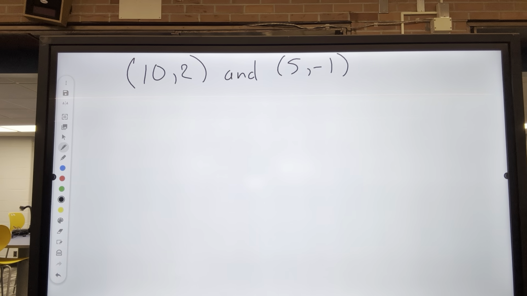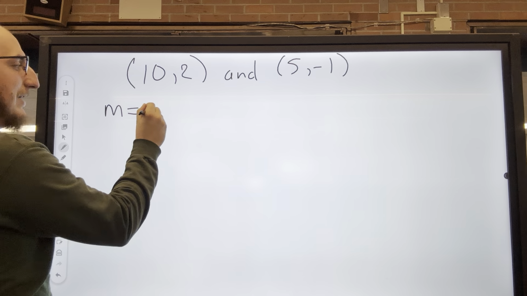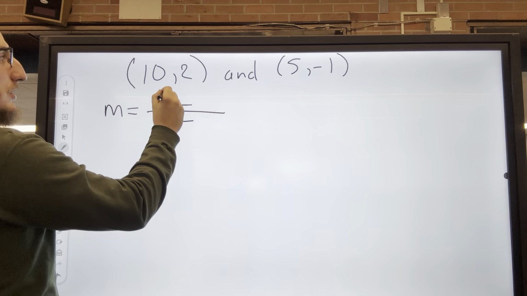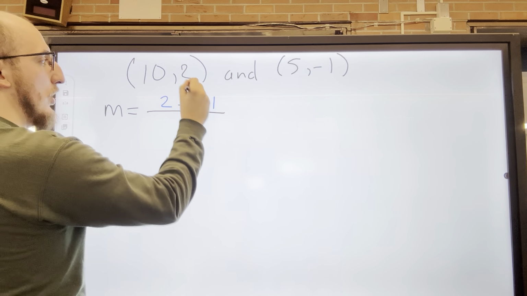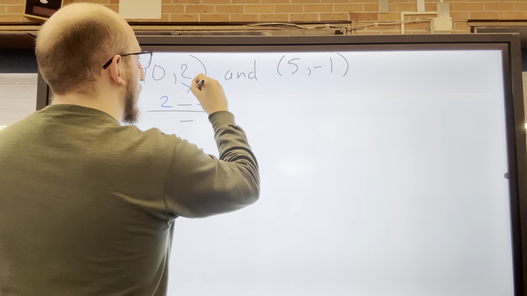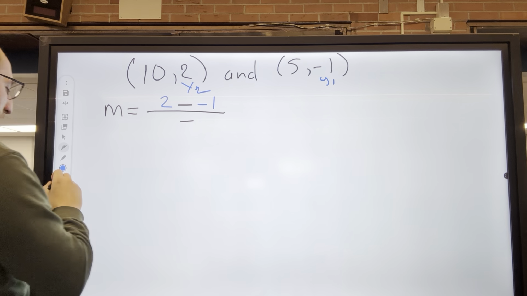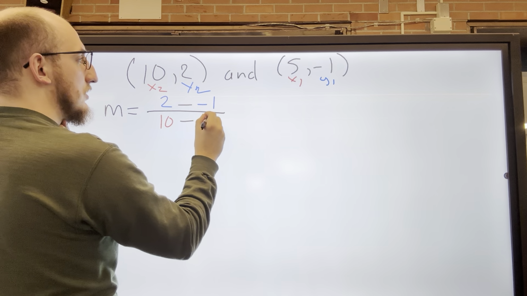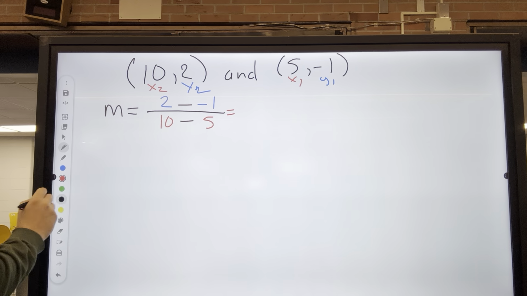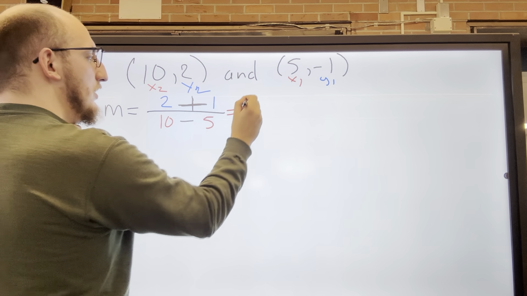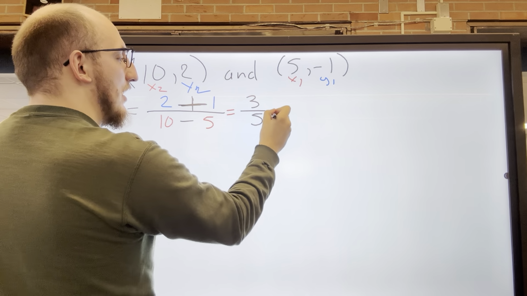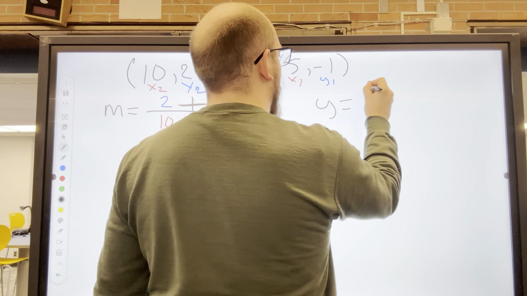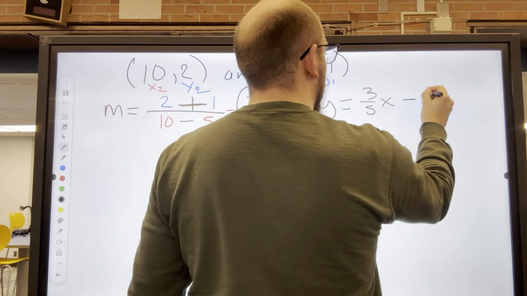Now, when I do this, I'm going to plug it into my slope equation. If they give you 2 points, you can always find slope. So I'm going to plug in 2 minus -1, because those are my y's. And it doesn't really matter which way I order them as long as I'm consistent. And I'm going to plug in my x's. And I'm going to get an answer. 2 minus -1 is the same as 2 plus 1. So I get 3. 10 minus 5 is 5. That's my slope. So my new equation from what I know is y equals my slope x plus b.